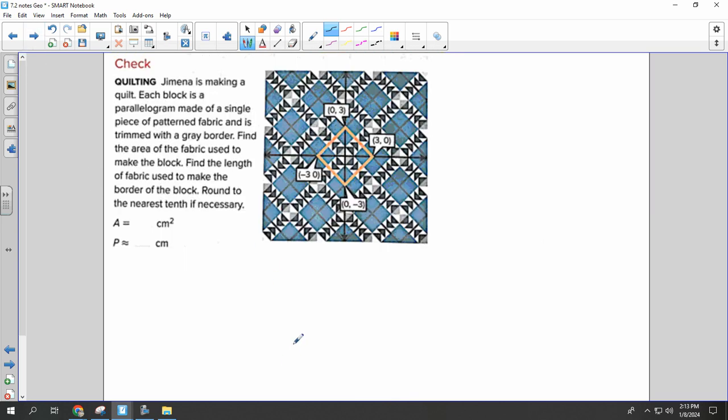Okay, take a moment to do this check problem. Jimena is making a quilt. Each block is a parallelogram made of a single piece of pattern fabric and is trimmed with a gray border. Find the area of the fabric used to make the block. Find the length of the fabric used to make the border of the block. So we're finding area and perimeter of this little block. Take a moment, see if you guys can noodle that one through.